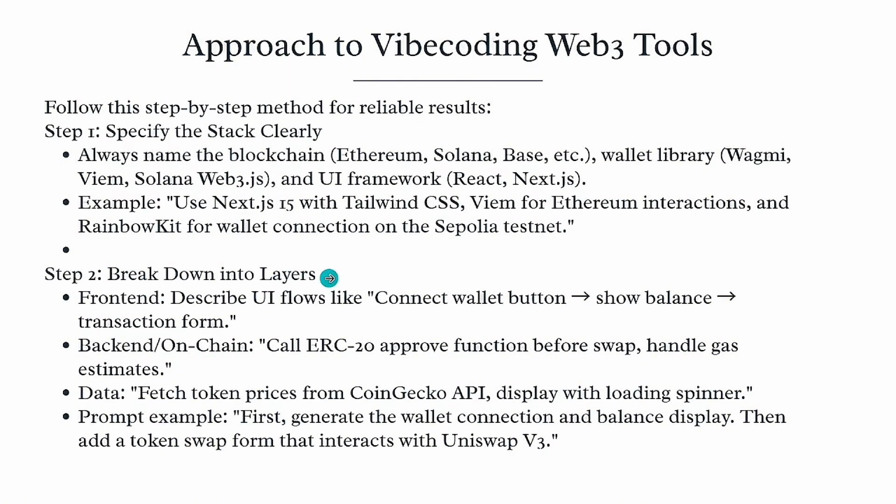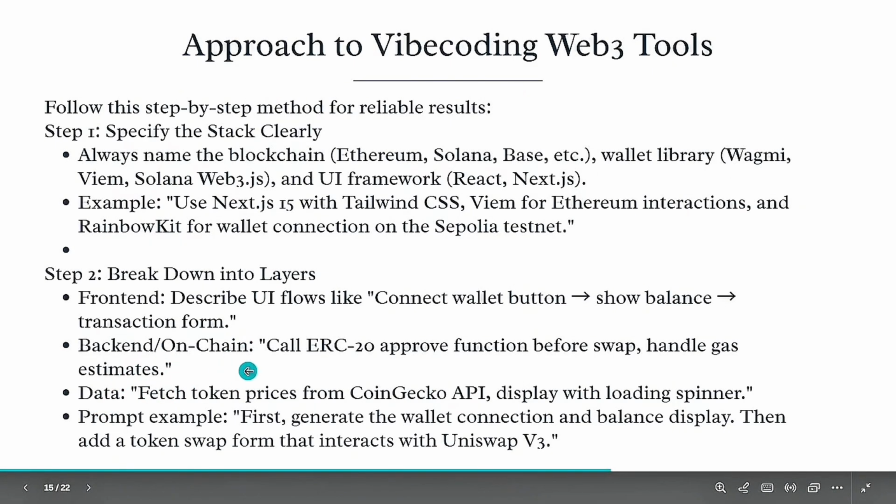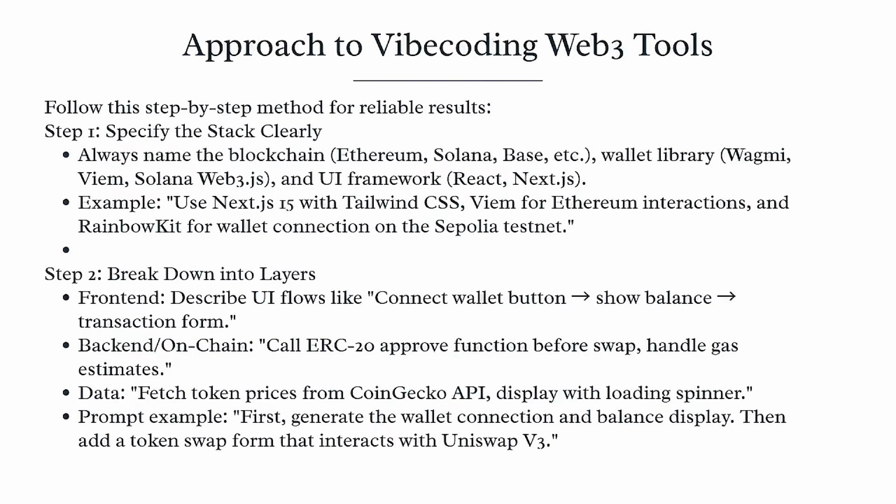You break down into layers. For the front end, you describe the UI flows, like how you want it to be: connect wallet, show balance, transaction form. Then the backend or chain: for your smart contracts, you can call ERC tokens and so on. And for data, you can tell your AI, okay, fetch the token price from the CoinGecko API, or maybe even the CoinMarketCap API, and display it, and it's going to get it for you. It's even going to give you a step by step on how to do all these things. So that's AI for you.